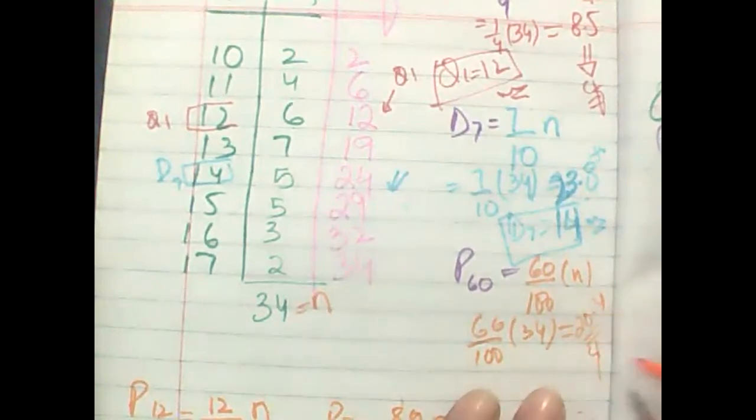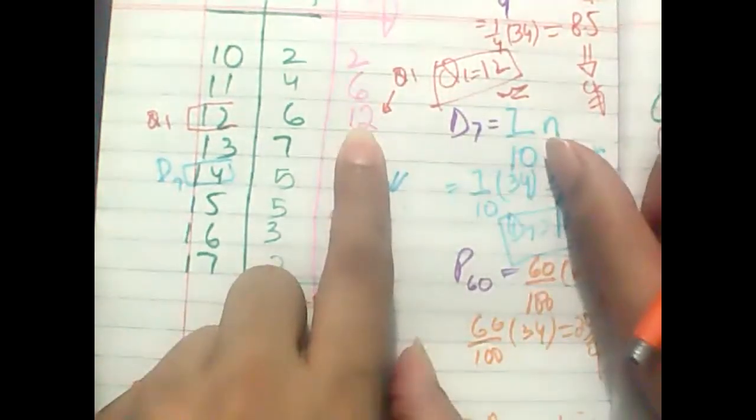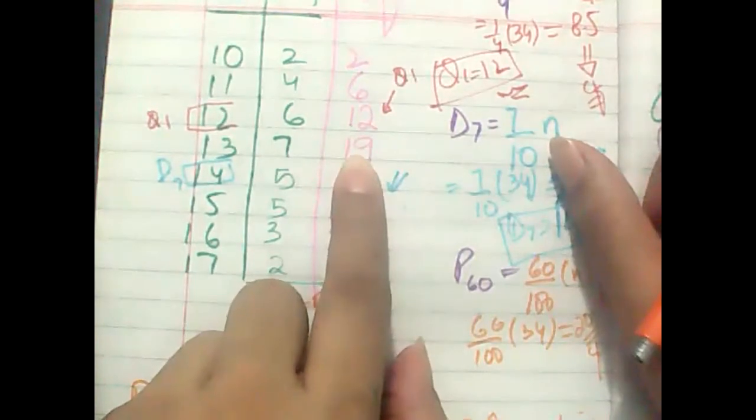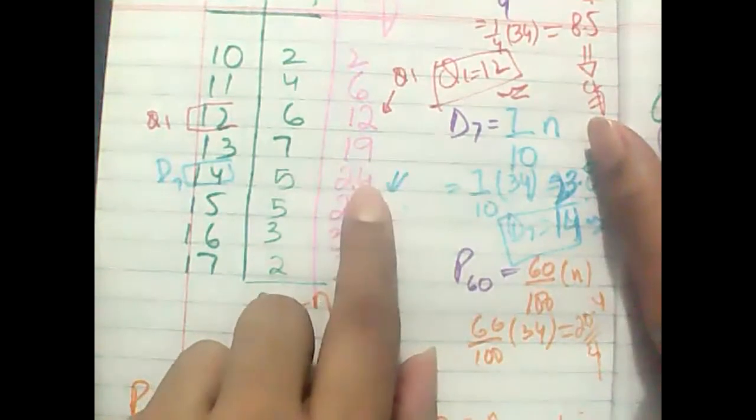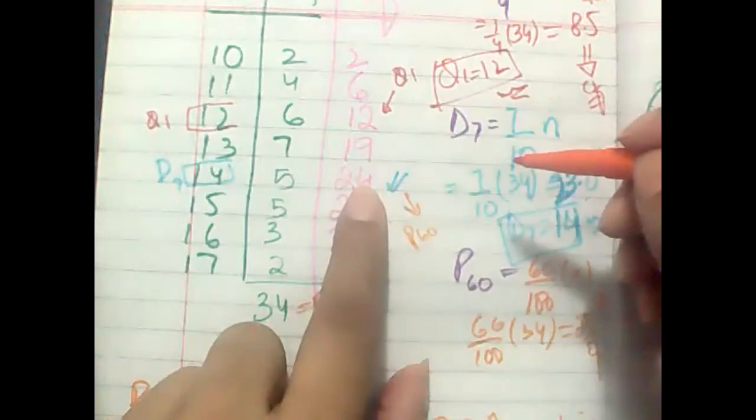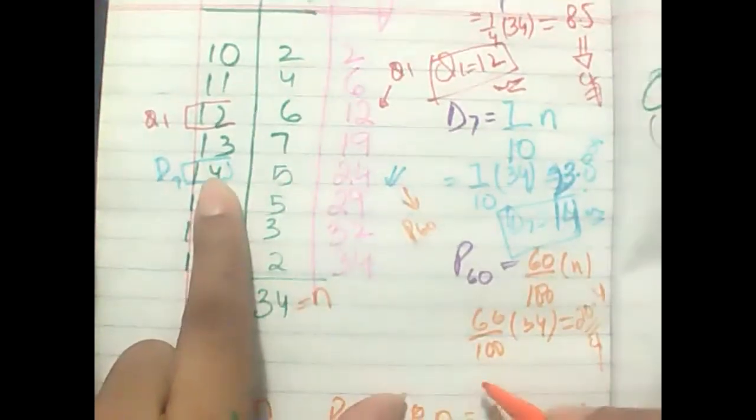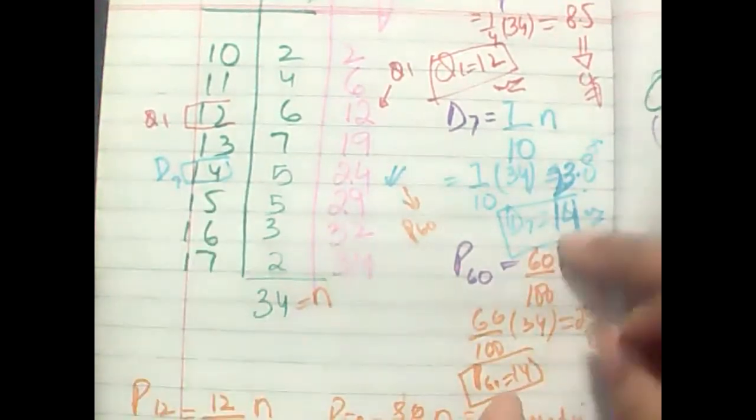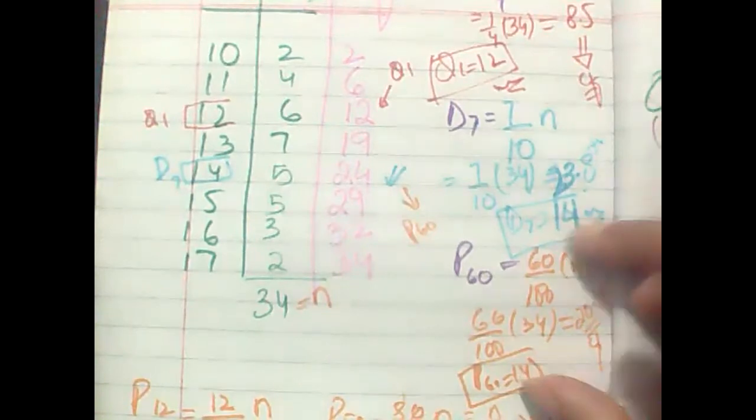Let's find out in the CF column. 20.4. 20, no. 19. Oh, I'm close to 20 now. So 20.4 is here. This is also for P60. So 20.4 is here, so this is 14. So P60 is again equal to 14. So by chance my D7 and P60 both are 14. Okay, is this clear?